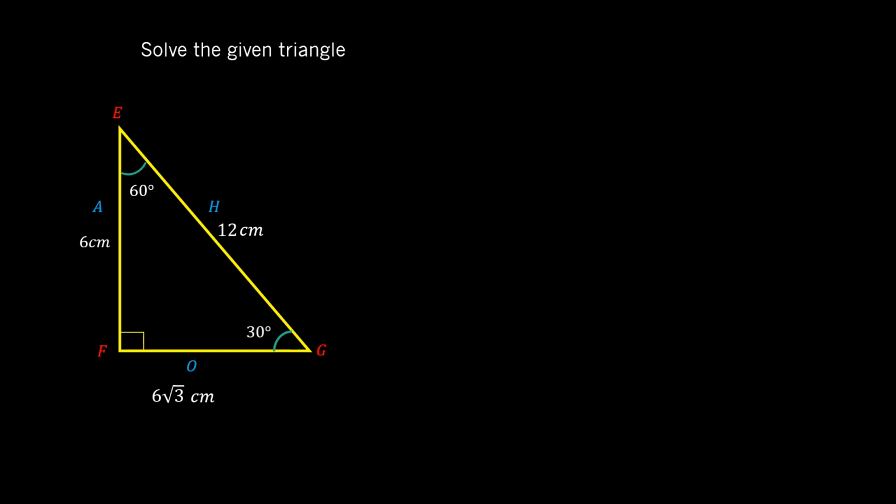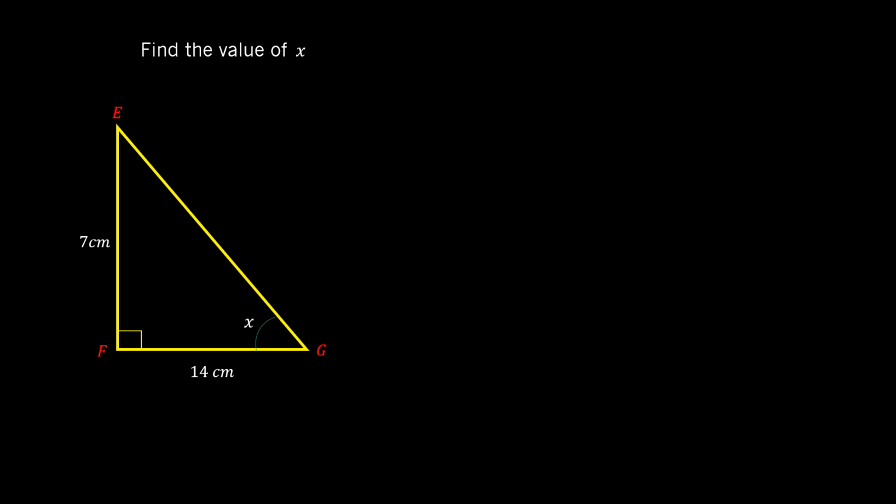Now, how can I use the six trigonometric ratios to find the missing angles? Look at this example. Find the value of x. This is a right angle triangle, the given sides are 7 and 14, and the angle G is represented by x. Now, I will use the trigonometric ratio to find the measure of this angle. Before that, I have to know where the adjacent, the opposite, and the hypotenuse are. These are the sides of angle G. So this is the adjacent, this is the hypotenuse, and this is the opposite.